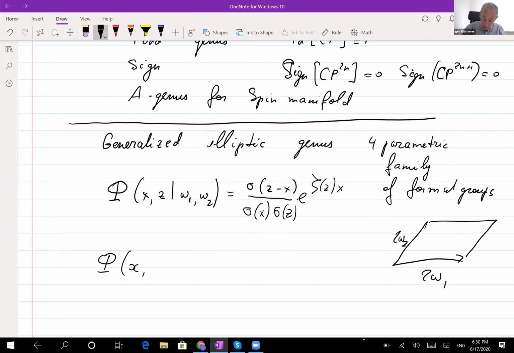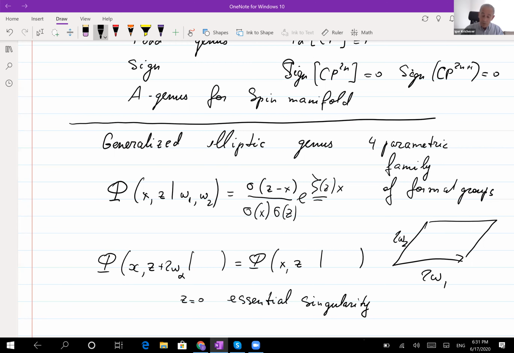So x z plus 2 omega alpha. Omega alpha is not any of the periods of your elliptic curve. So it's indeed periodic. It's a function on the elliptic curve, z variable. But it's not an elliptic function because it contains an essential singularity at z equals 0.